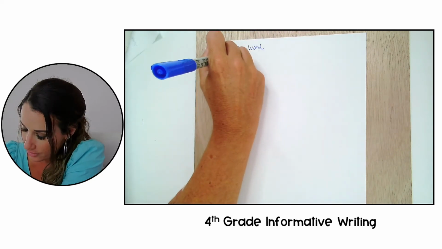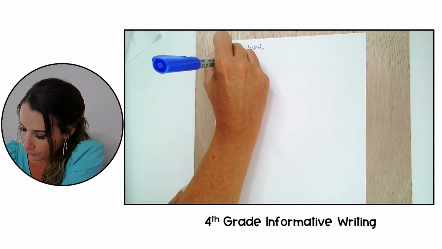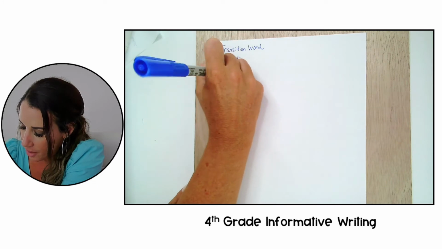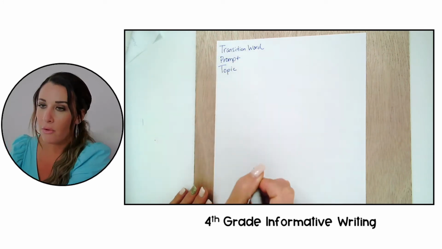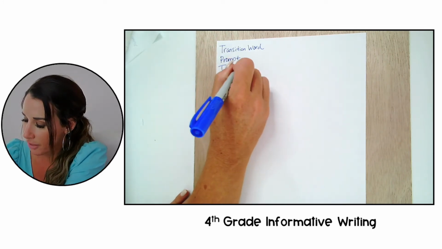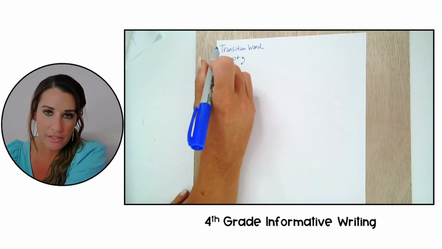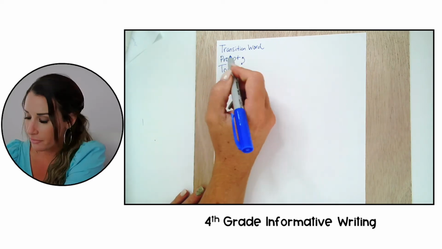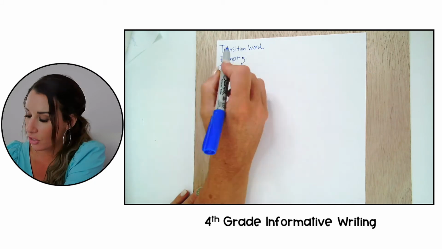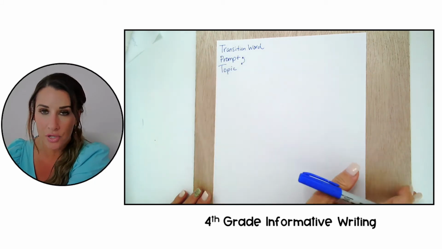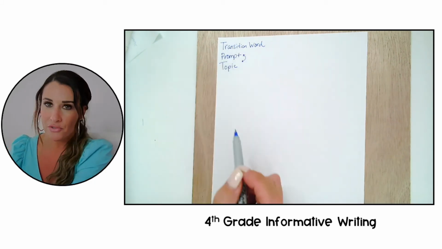Then you need to state the prompt and the topic. Now, I will tell you that these two don't have to go in this order. Sometimes you state the topic first and then the prompt, or sometimes the prompt and then the topic. It doesn't matter as long as you have these two pieces in your topic sentence. But you always start with a transition word.